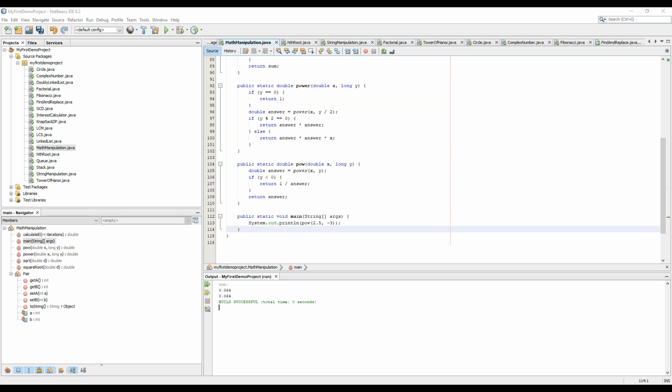So in the previous lecture we calculated the power of a fraction number, but the power raised to was an integer. In this lecture we will talk about the fractional power of a fractional number.